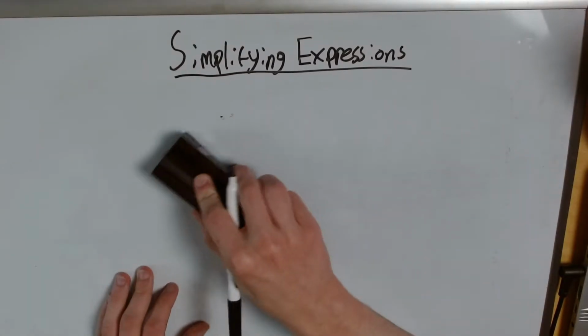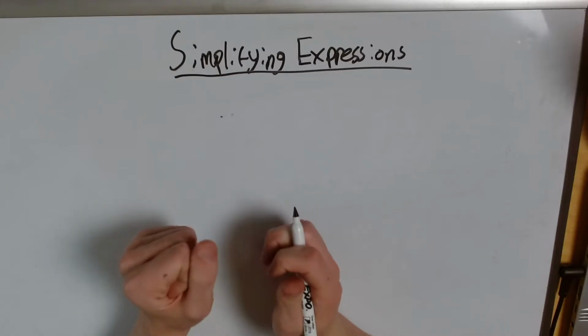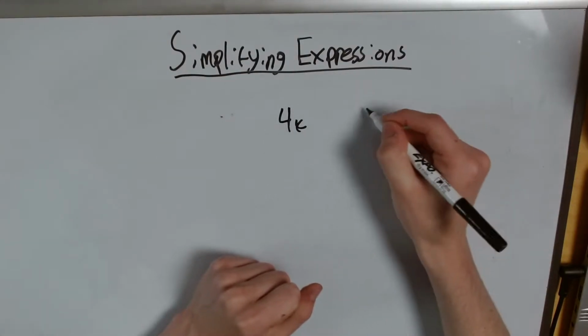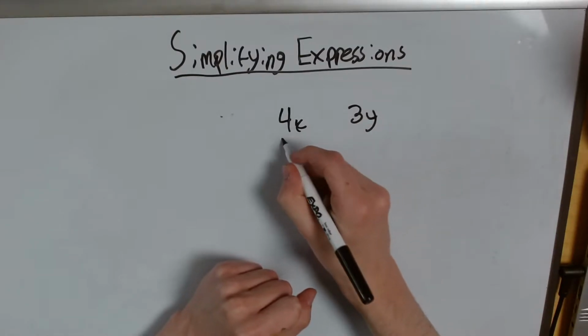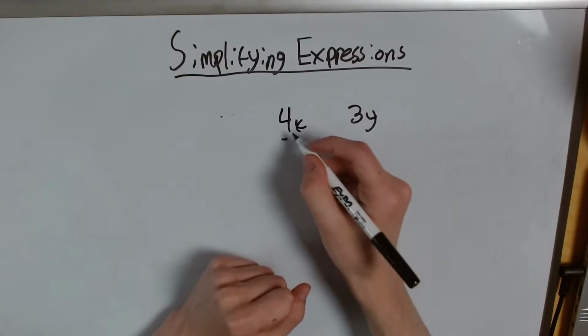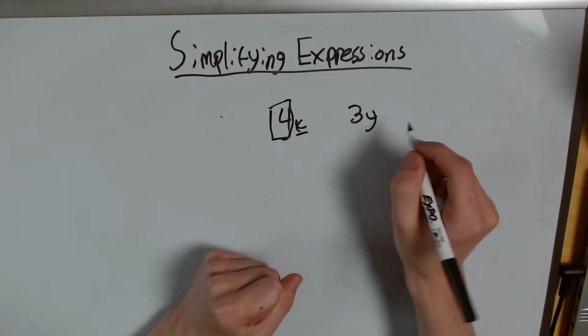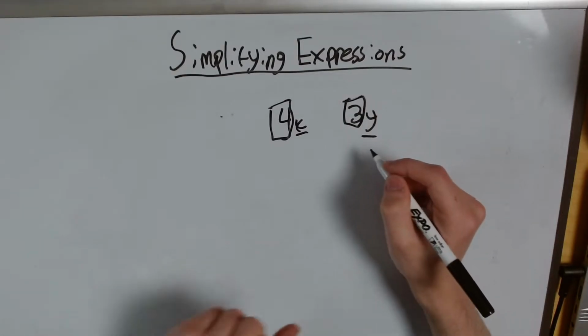Next, we have the coefficient. A coefficient is a number that's attached with a variable. For example, 4x or 3y. This basically tells us how many x's and y's we have, right? In this case, this coefficient of 4 means that we have 4 x's. And this coefficient of 3 means we have 3 y's.